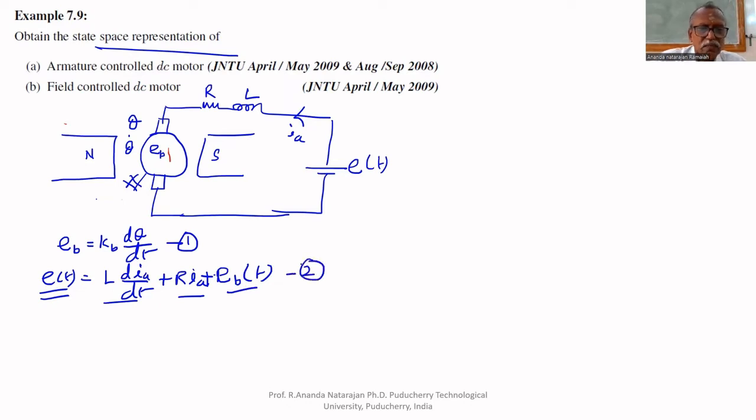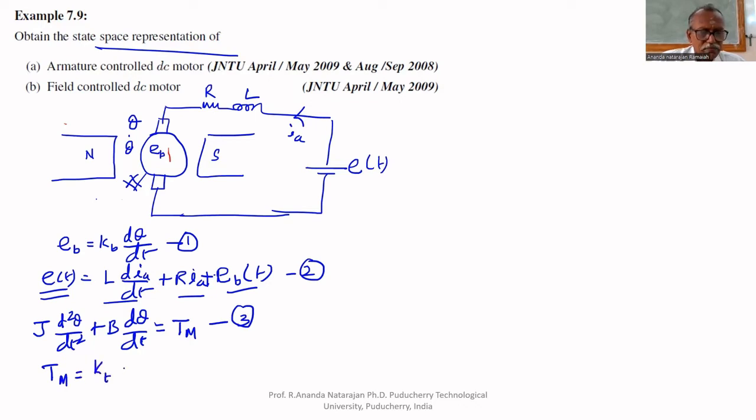This is the second equation. The third equation is the mechanical equation: J d square theta by dt square plus B d theta by dt equal to TM. This is the third equation, the mechanical equation. The relation between the electrical and the mechanical equation is that the mechanical torque equals KT Ia. These are the four equations for the armature controlled DC motor. We have to put them in a state space model.